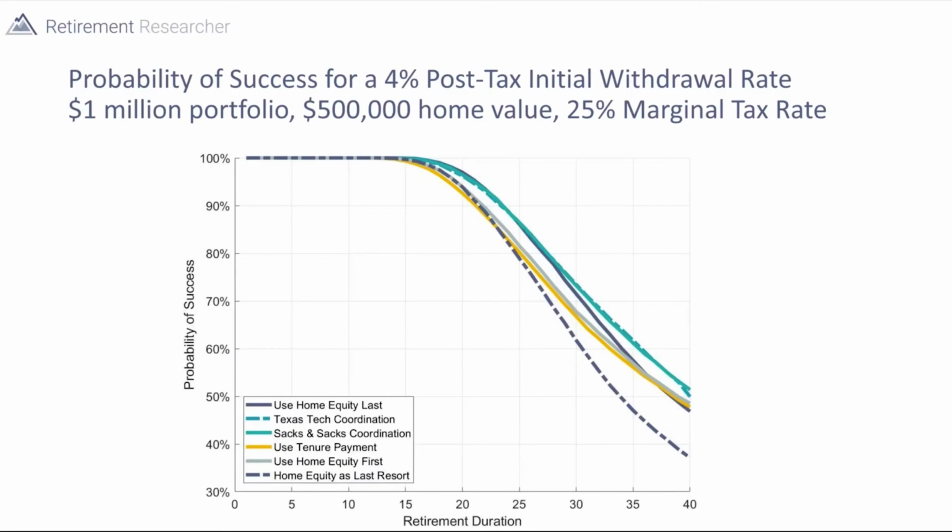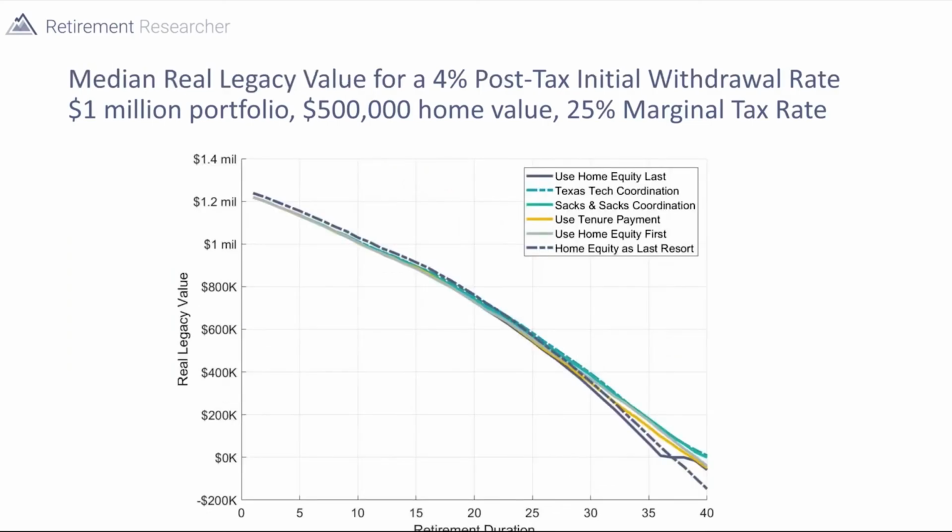And then the strategy that comes out looking the worst is the last resort option for home equity, where you just leave it and you're only going to use it in the event that the portfolio depletes. Of the 6 strategies here, that last resort is dramatically worse than the others. And then you have flexibility in the different options for how you're otherwise going to use the reverse mortgage to coordinate with spending. And then as well with legacy, this is looking at the average median outcome.